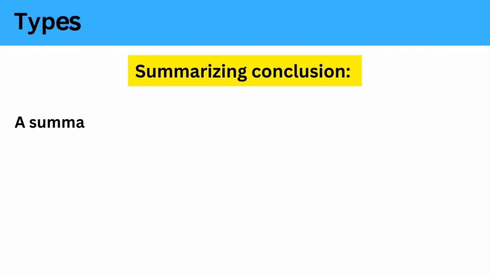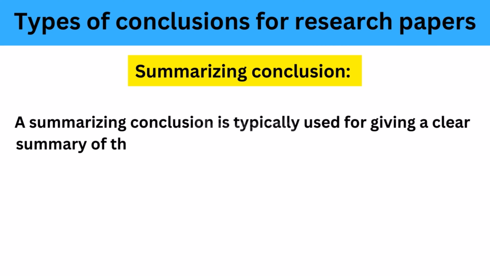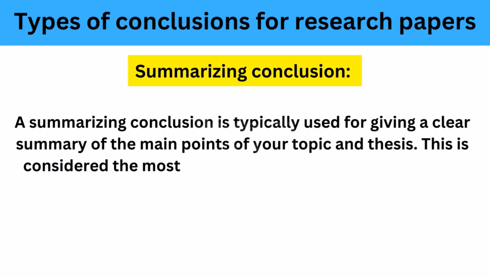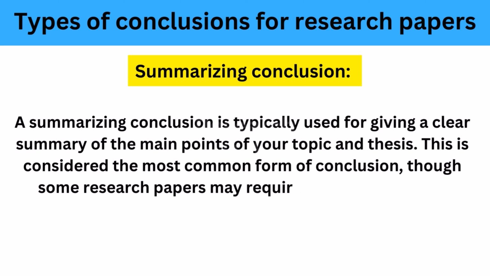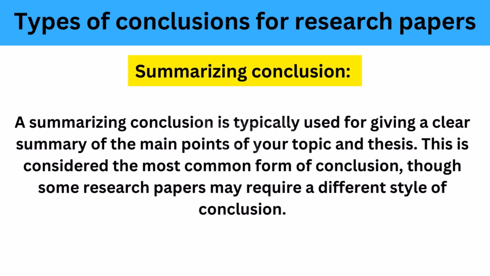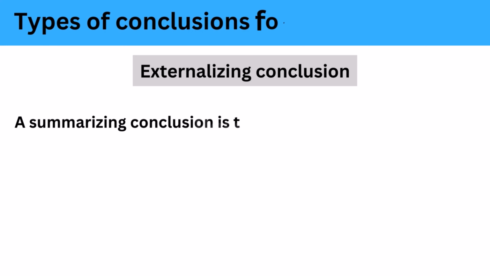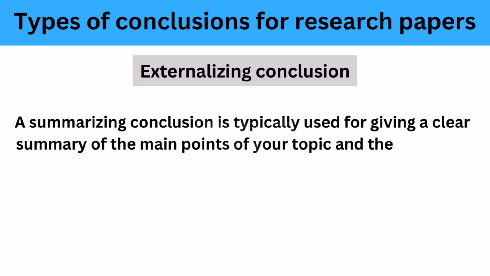1. Summarizing conclusion. A summarizing conclusion is typically used for giving a clear summary of the main points of your topic and thesis. This is considered the most common form of conclusion, though some research papers may require a different style of conclusion. 2. Externalizing conclusion. An externalizing conclusion presents points or ideas that may not have been directly stated or relevant to the way you presented your research and thesis.